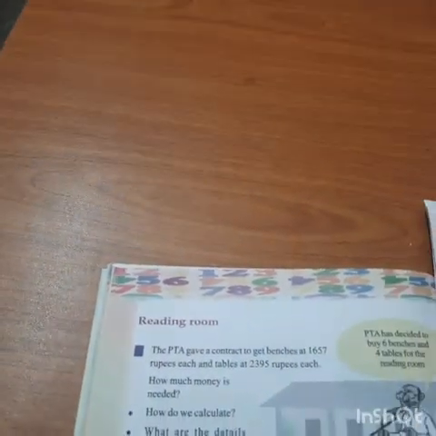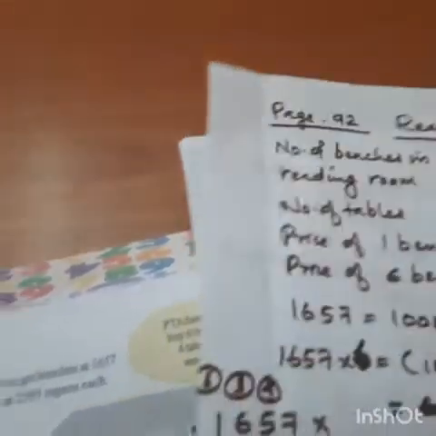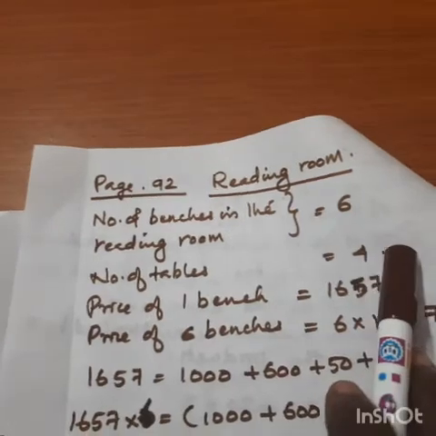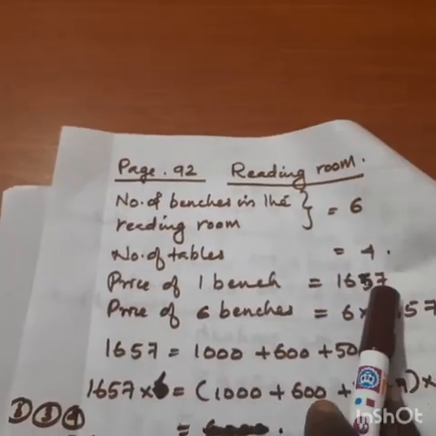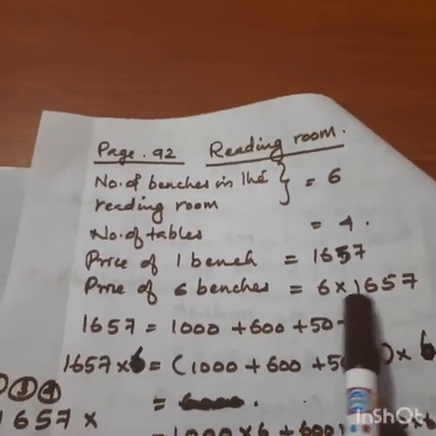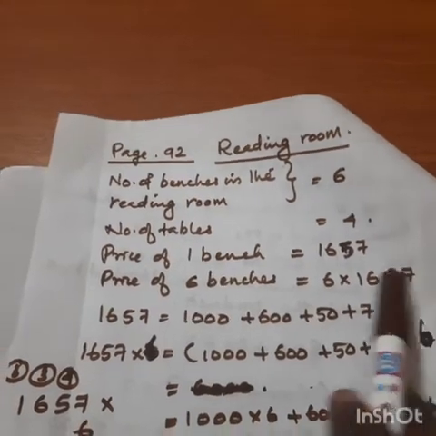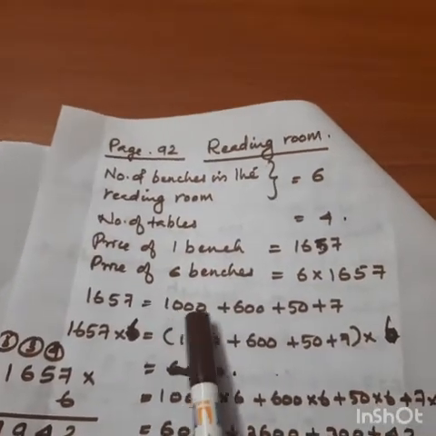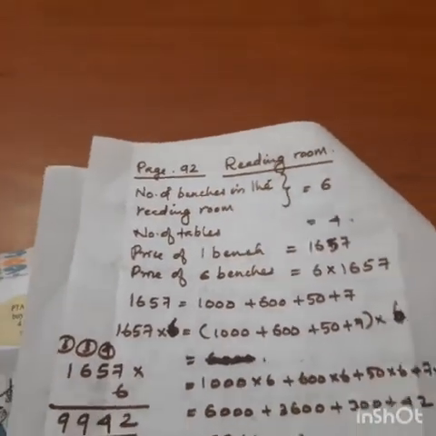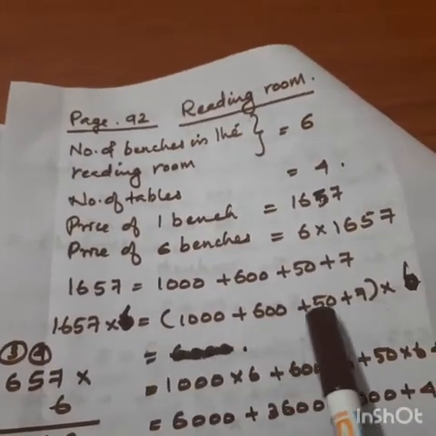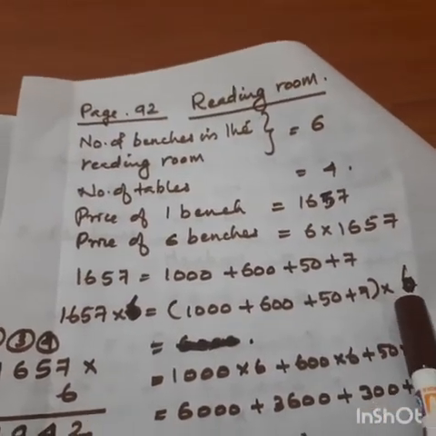Number of benches in the reading room is 6. Number of tables 4. Price of one bench 1657. Therefore, price of 6 benches is equal to 6 into 1657. Here we split 1657 according to the place value: 1000 plus 600 plus 50 plus 7, into 6.